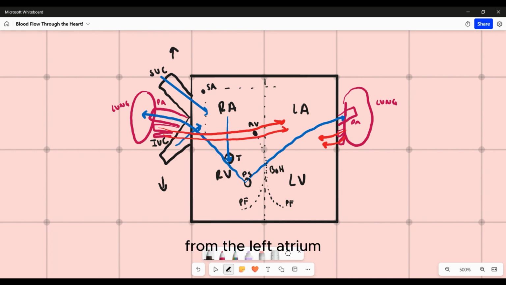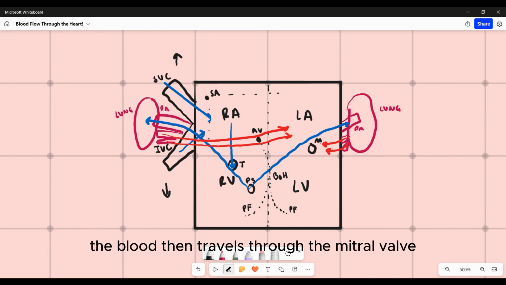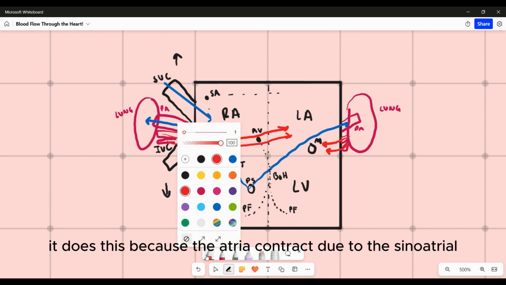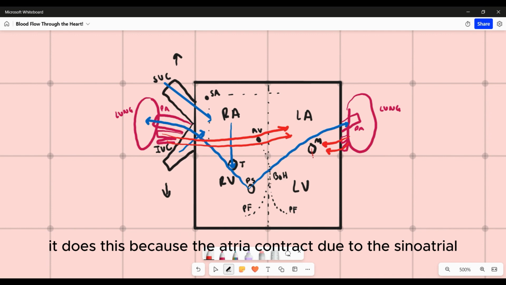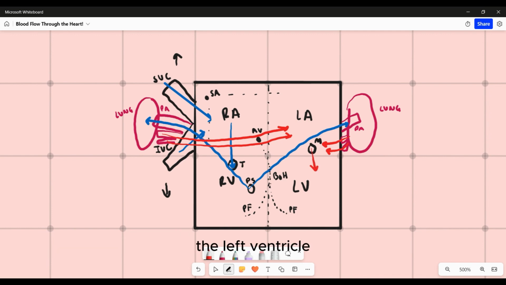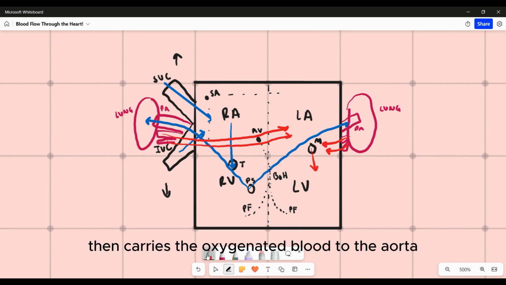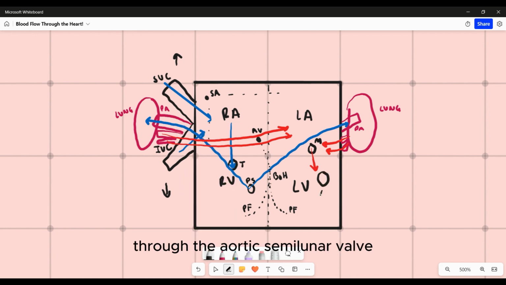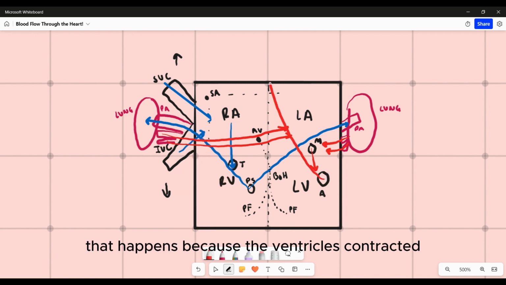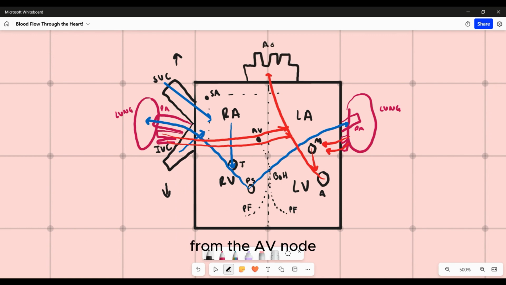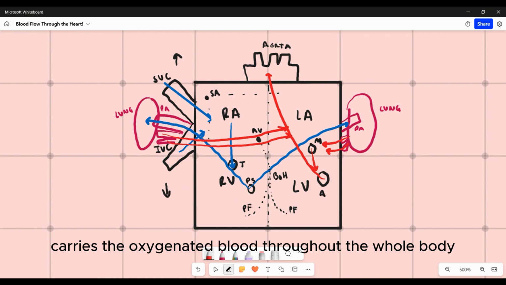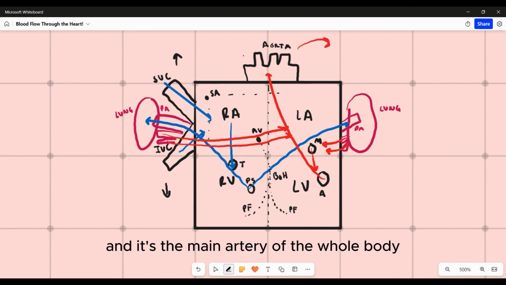From the left atrium, the blood then travels through the mitral valve, which is also called the bicuspid valve. It does this because the atria contract due to the sinoatrial node. The left ventricle then carries the oxygenated blood to the aorta through the aortic semilunar valve. That happens because the ventricles contracted from the AV node. The aorta then carries the oxygenated blood throughout the whole body, and it's the main artery of the whole body.